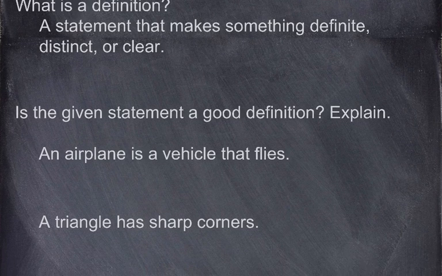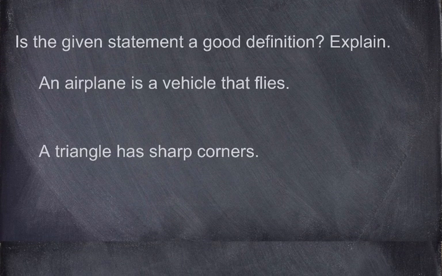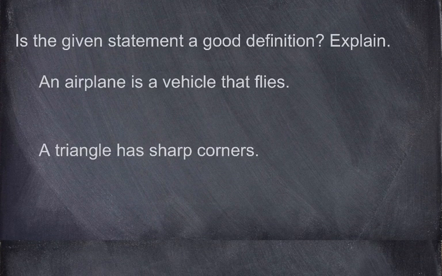So here it says, is the given statement a good definition? Well, the first one says an airplane is a vehicle that flies. Is an airplane a vehicle that flies? Absolutely. But the last thing I said was that a good definition is reversible. So is every vehicle that flies an airplane? No, not necessarily. So therefore, this technically is not a good definition of an airplane.